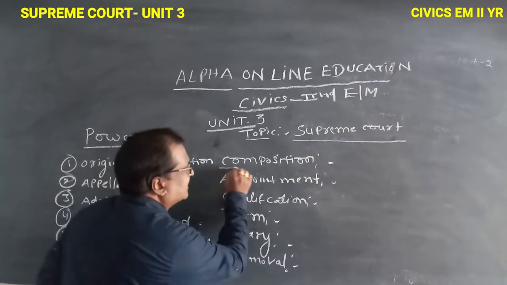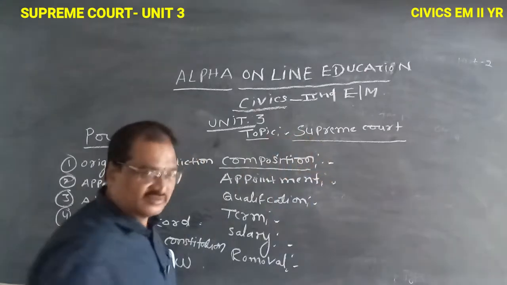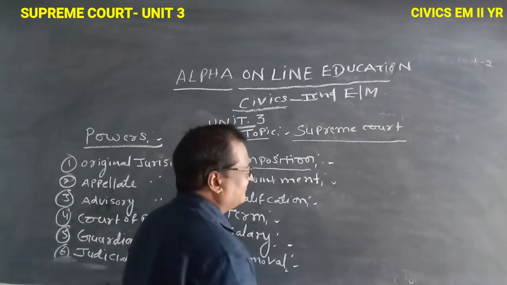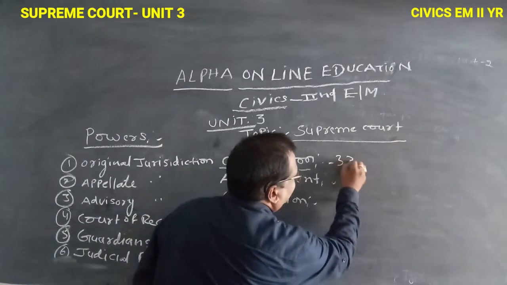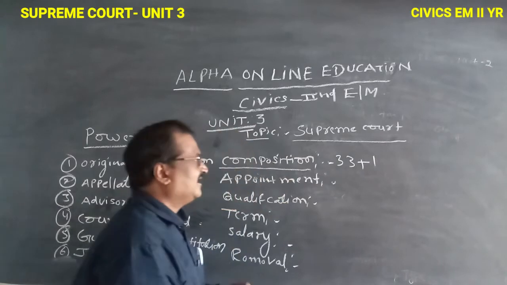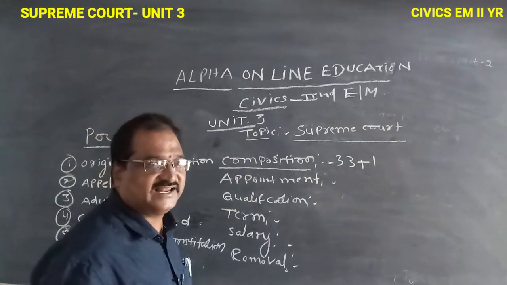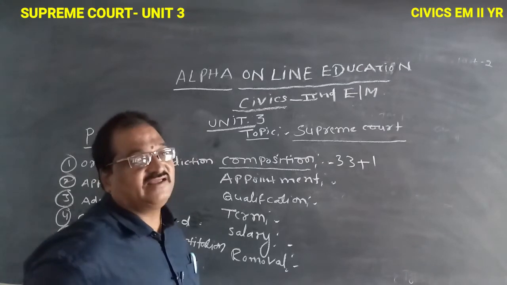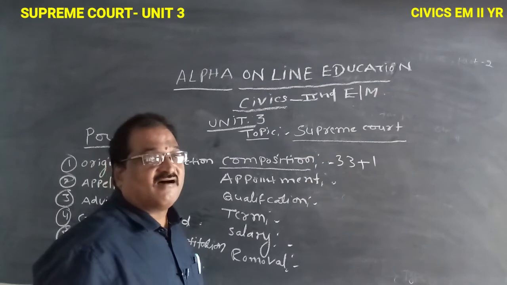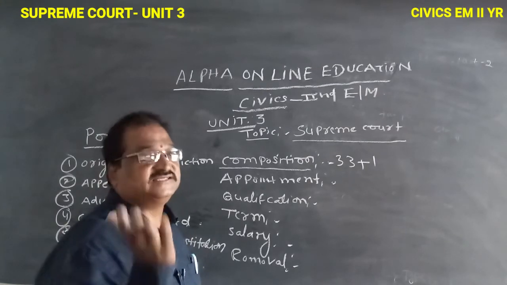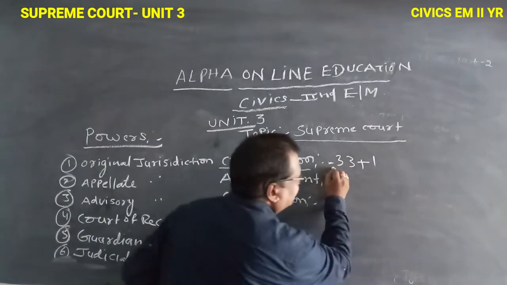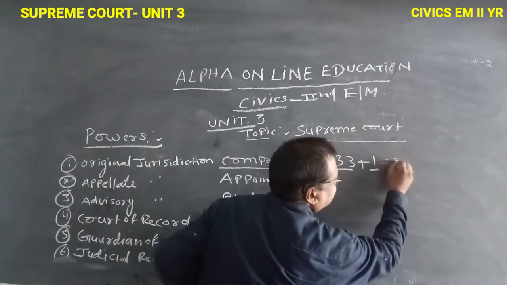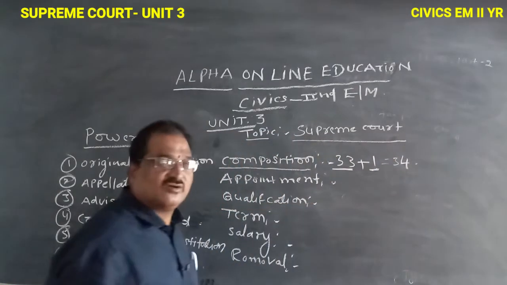Here is the composition of the Indian Supreme Court. In the Supreme Court, the number of judges is 33 plus 1, where 33 are judges and one is the Chief Justice of India. So there are 34 judges in the Supreme Court including the Chief Justice. Total 34 judges in the Indian Supreme Court.